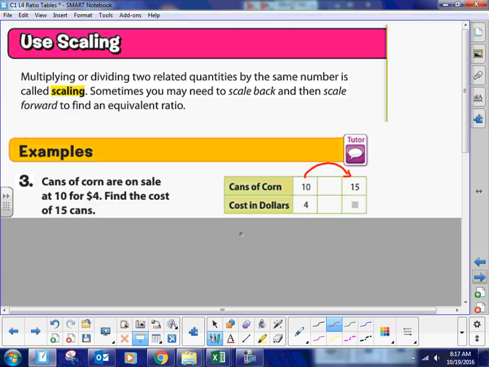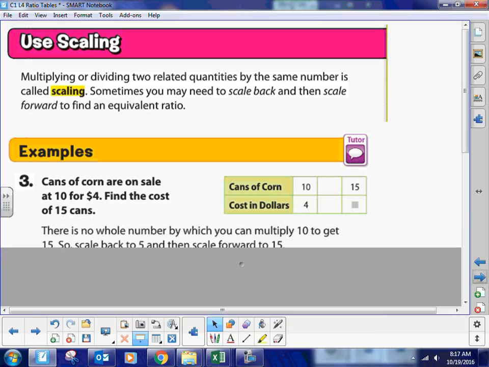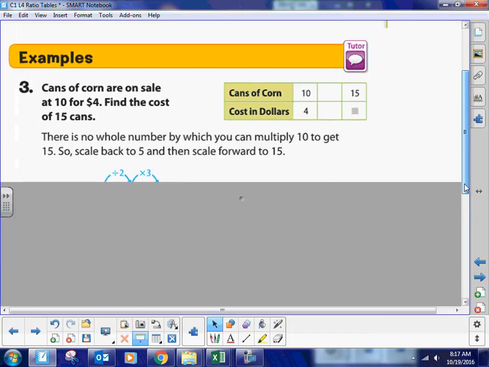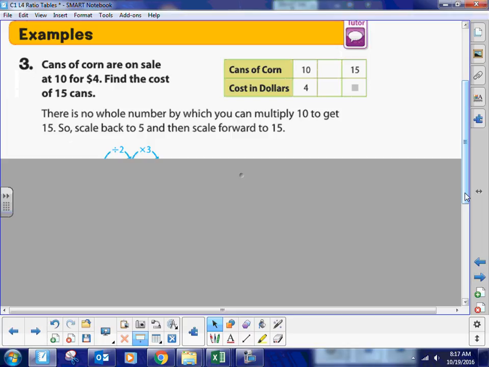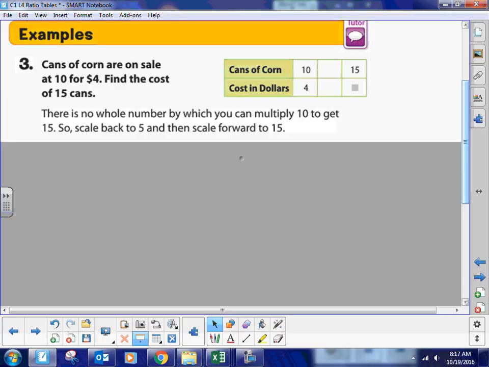What did they do? Okay, we can't go directly because there is no number that you can multiply 10 by. Here, I'll show you what they say here, because this says exactly what I want to say. There is no whole number by which you can multiply 10 to get to 15, so scale back to 5 and then scale forward to 15.